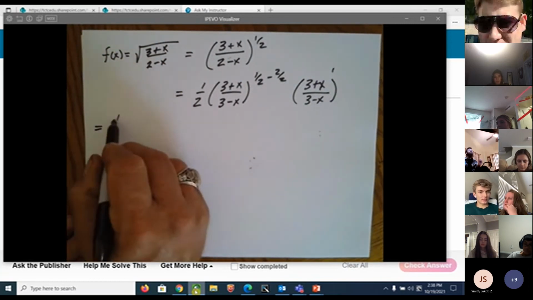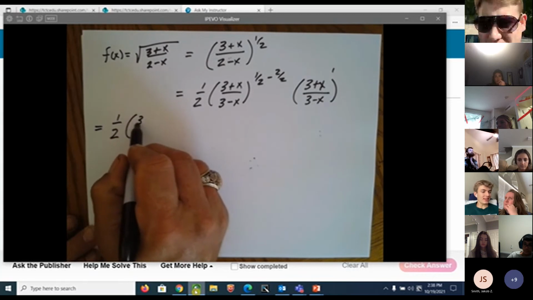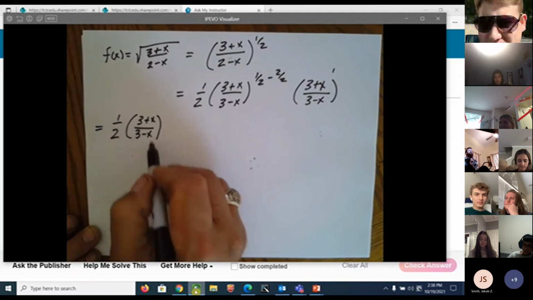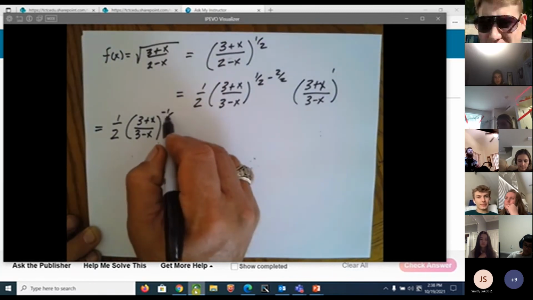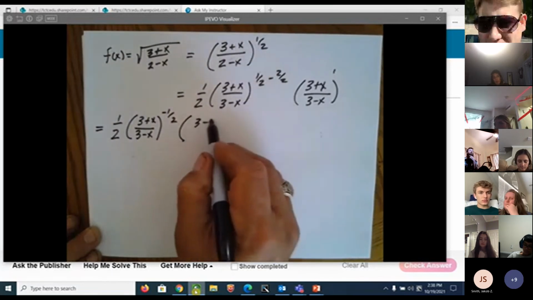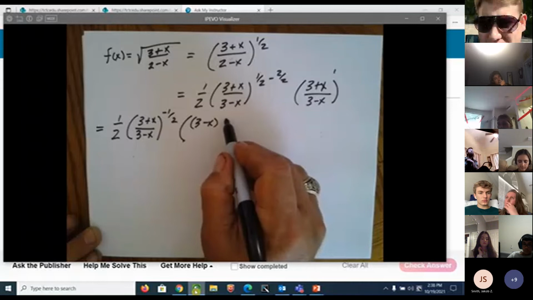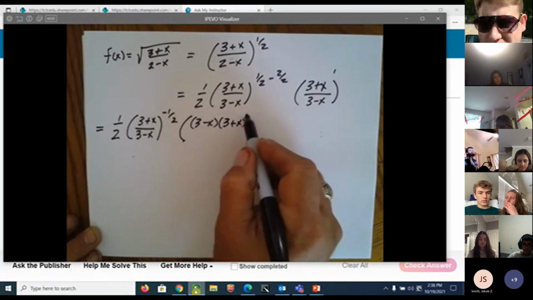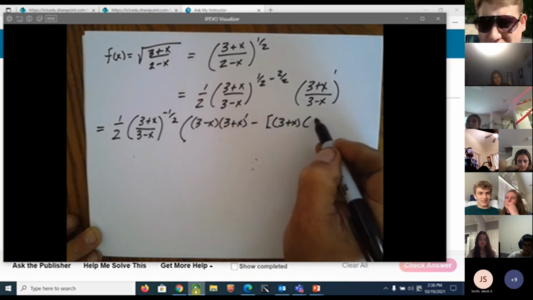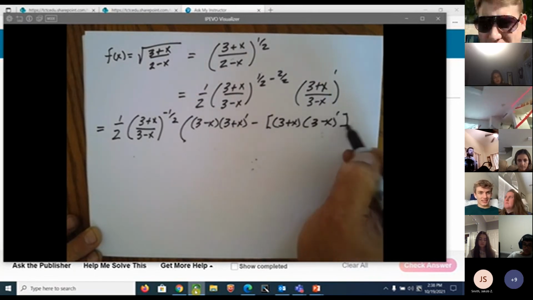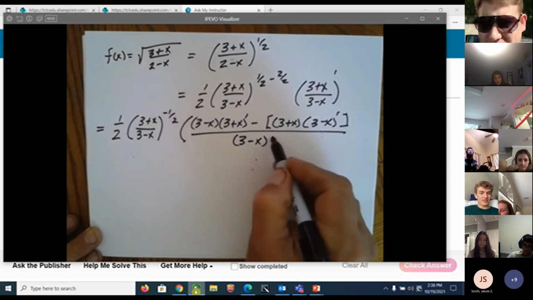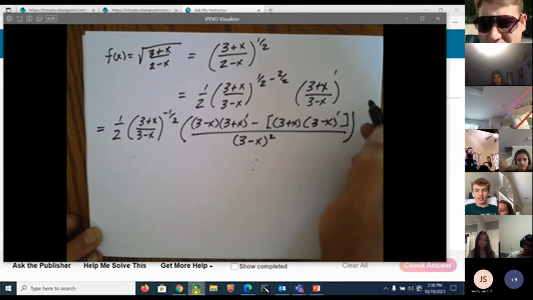And that's going to be 1/2 times 3 plus x over 3 minus x to the negative 1/2, times the denominator times numerator prime, minus the numerator times denominator prime, all over the denominator squared. I have a feeling we've done this, but I don't mind doing it again.